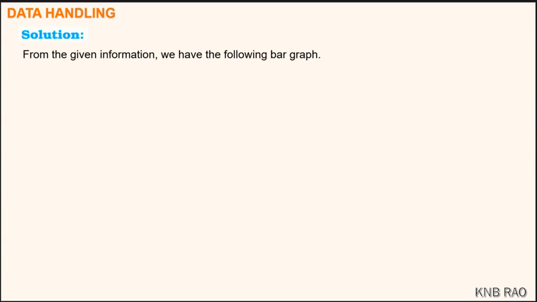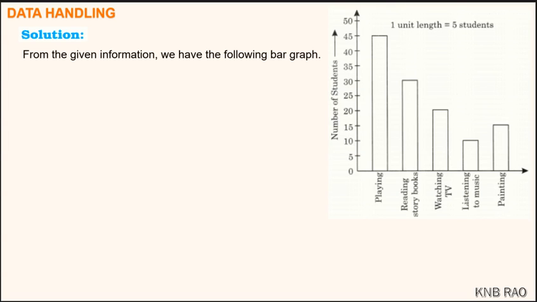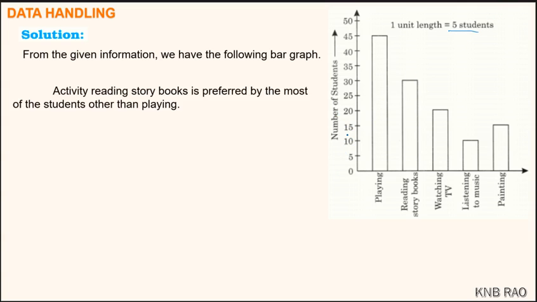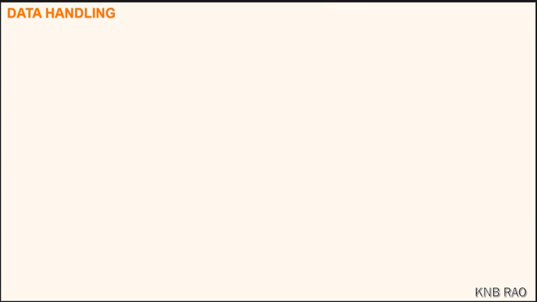And here I am going to draw the bar graph. From the given information, we have the following bar graph. Here I have drawn a vertical bar graph, taking the preferred activities on the horizontal axis, number of students on the vertical axis, and the unit of 1 on the vertical axis as 5 students. Now, obviously, other than playing, the longest or tallest bar is reading books. That will be the preferred activity.